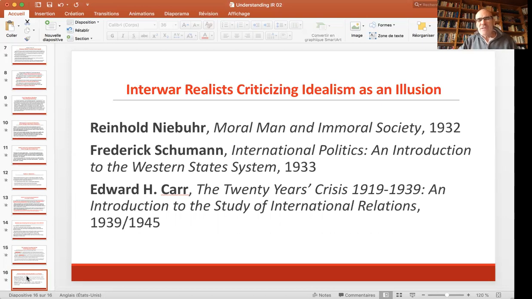The three authors, and first and foremost Edward Carr, are at the origin of the new approach which will be dominating in the discipline of international relations after World War II, the so-called classical realist approach, which we will have a detailed look at in our chapter 3, that is to say, next week.